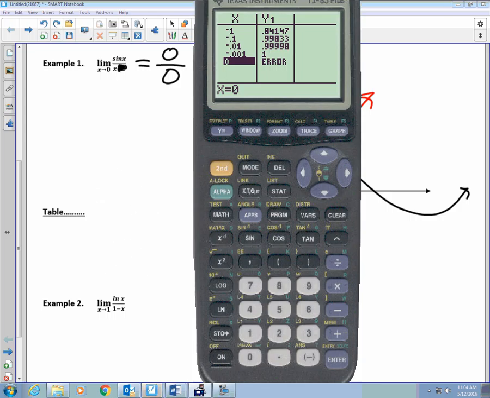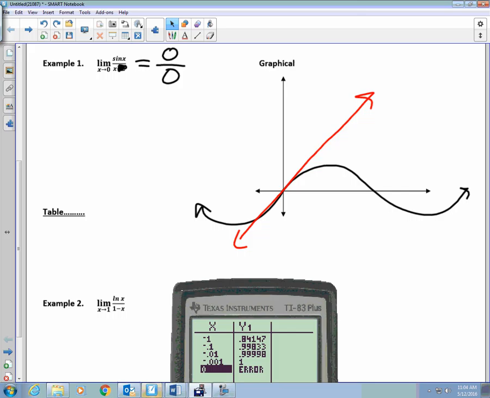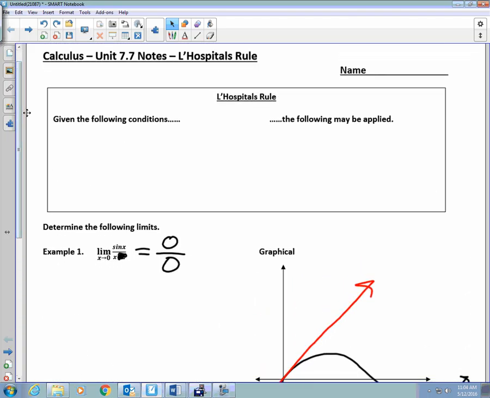Our table values confirm that it is in fact 1. And as we look at the graphical representation, we said that if you take the two values and divide them, you should get 1 because they look like they're about the same at that region. Well, L'Hopital came out with a great rule for this type of scenario.